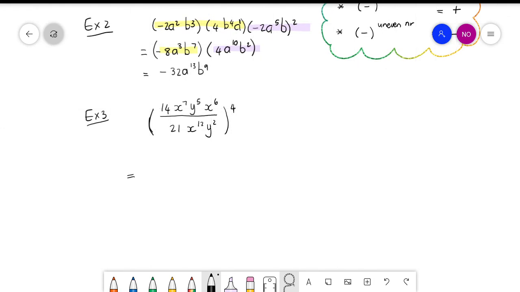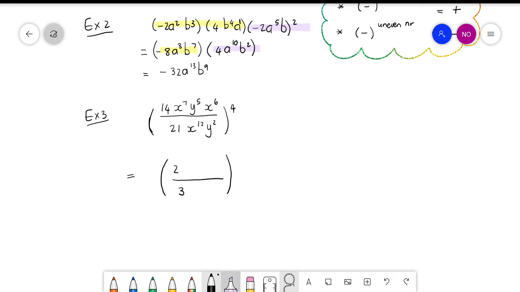Okay, so ek gaan eers hier gaan en hom bietjie vereenvoudig. I'm going to simplify inside the bracket before I apply that to the power of 4 on the outside. Okay? So, wat gaan in 14 en in 21 in? So then it's going to be 2 at the top, 3 at the bottom. Maak dit sin? 14 divided by 7 is 2. 21 divided by 7 is 3.